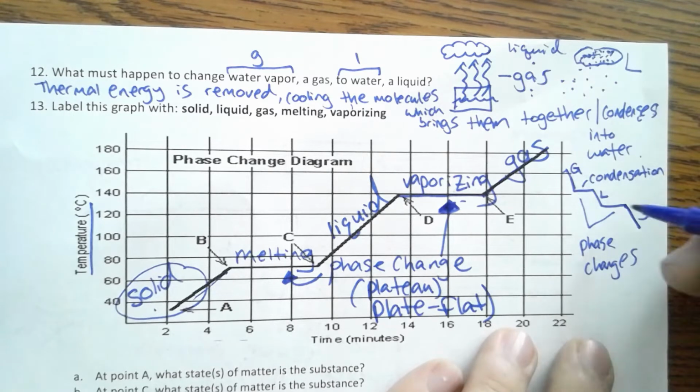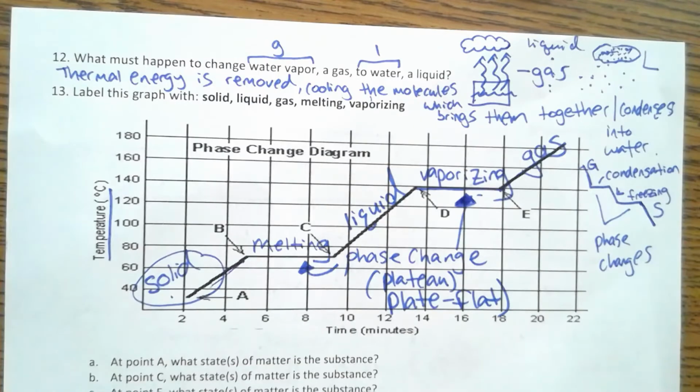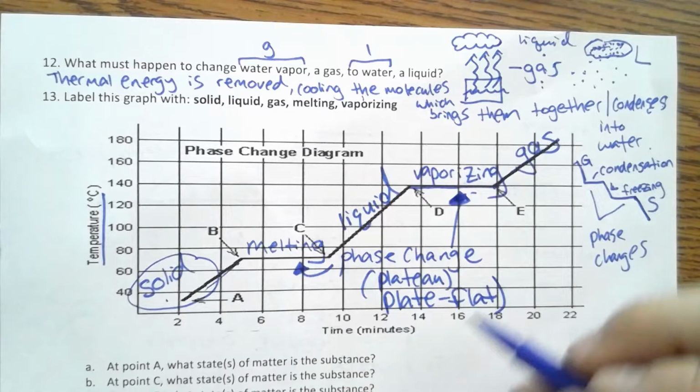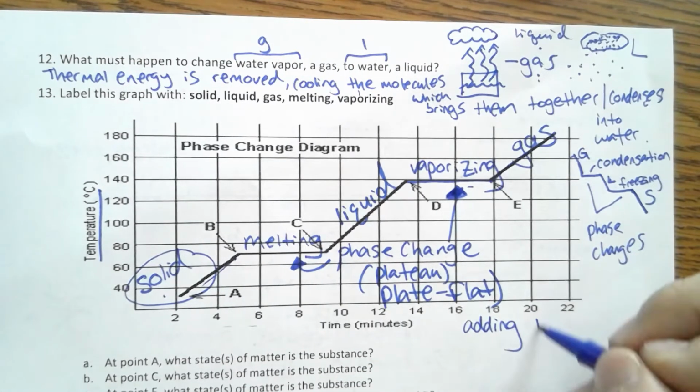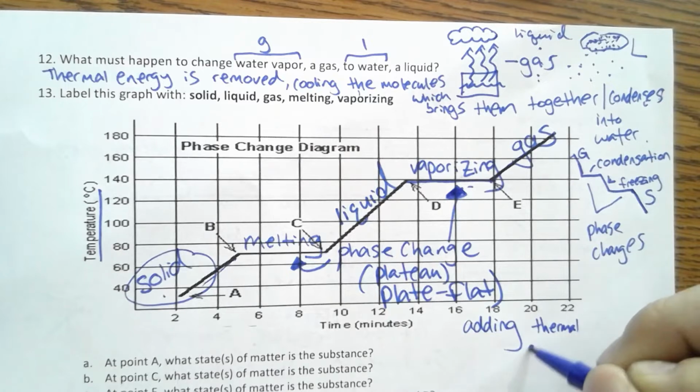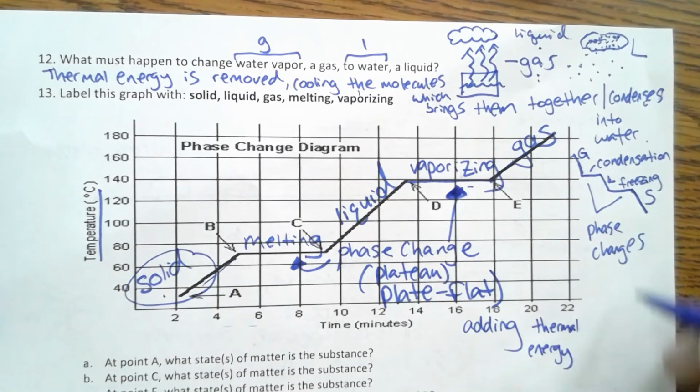And then from liquid, there's a flat line, so something's happening here. It's going from a liquid to a solid. We call this freezing. And then solid. Okay, this is adding thermal energy. Okay, we're just adding a little extra. And this is over here removing thermal energy.